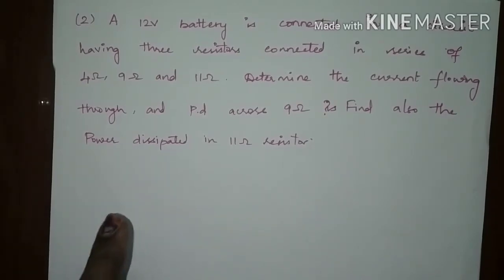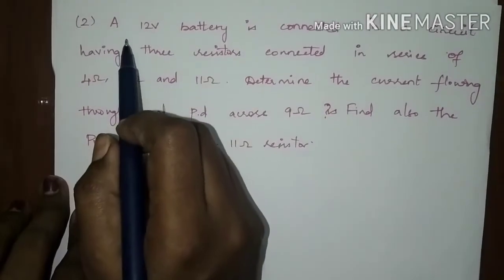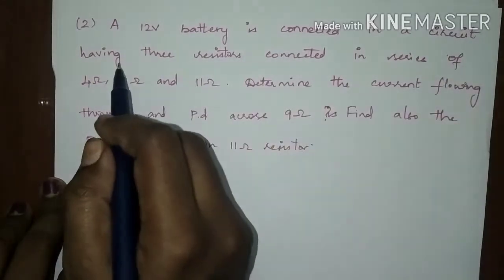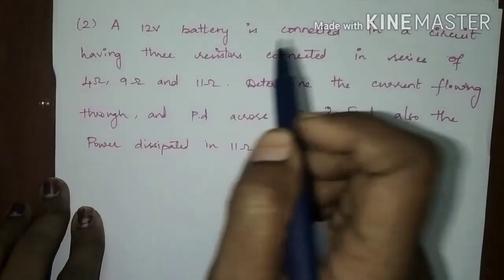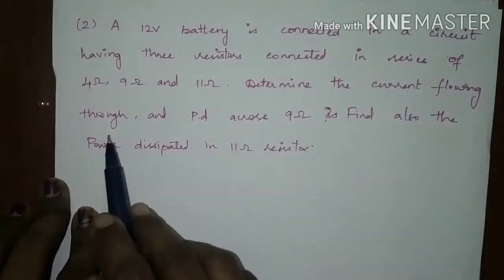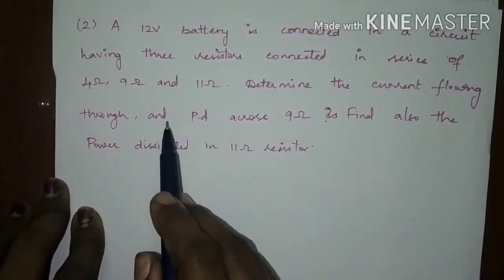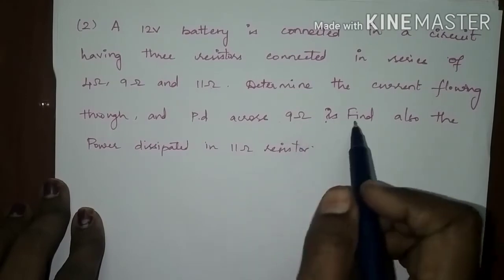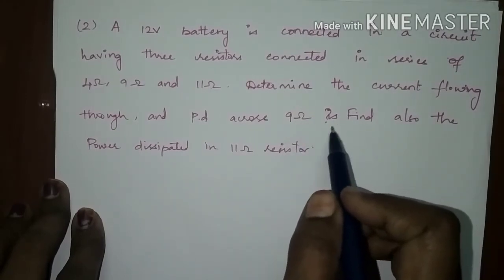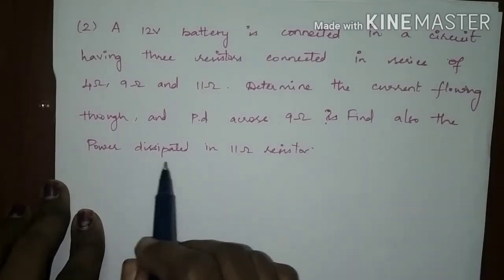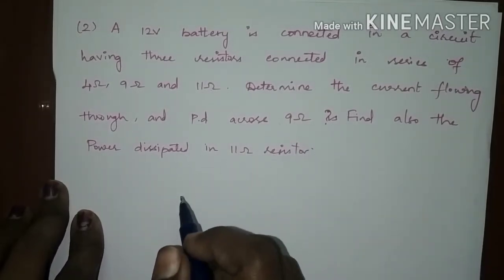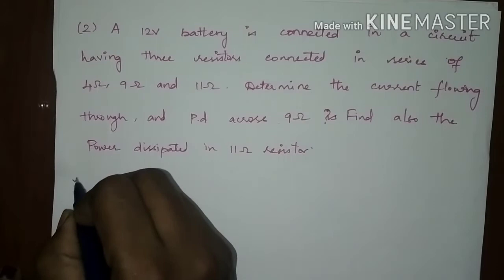See, the second problem is a 12 volt battery is connected in the circuit having 3 resistors connected in series of 4 ohms, 9 ohms and 11 ohms. Determine the current flowing through the circuit and the potential difference across 9 ohms. You have also to find the power dissipated in the 11 ohms resistor. So, it is a series network.